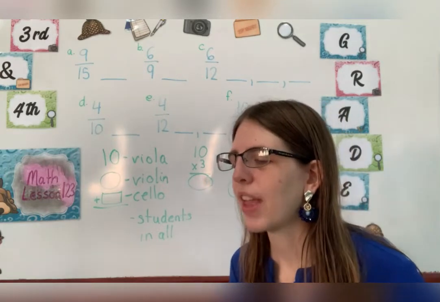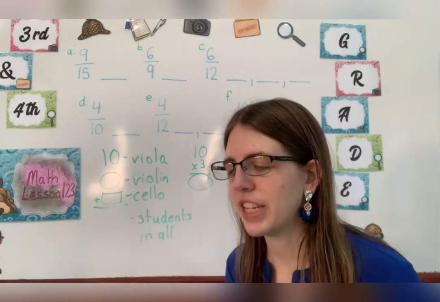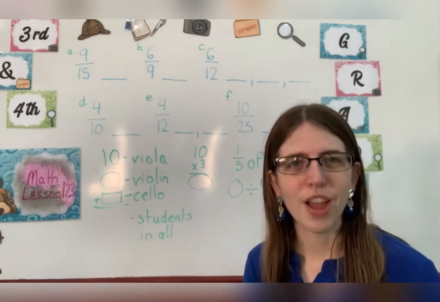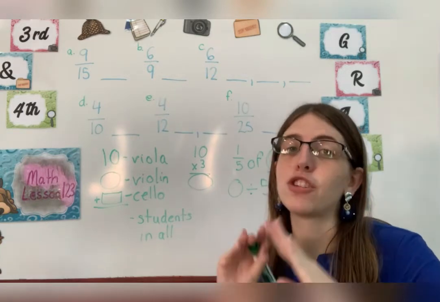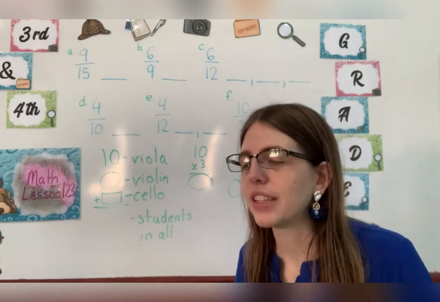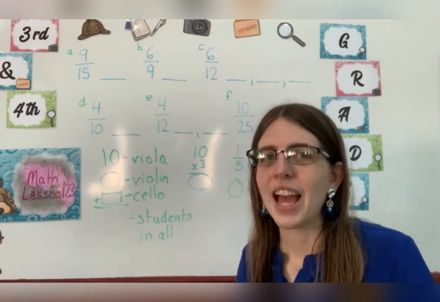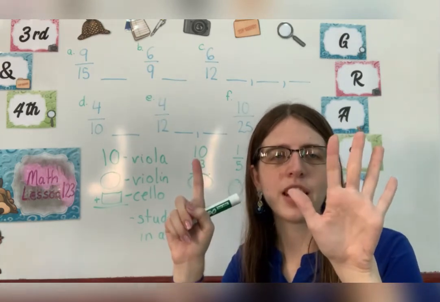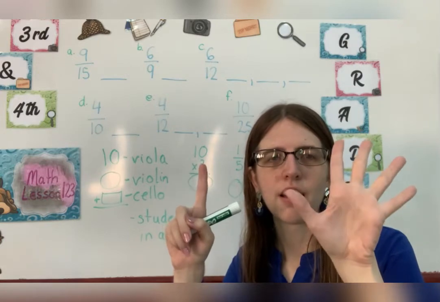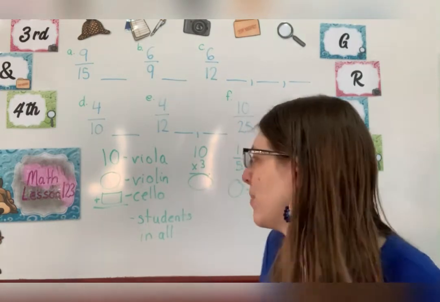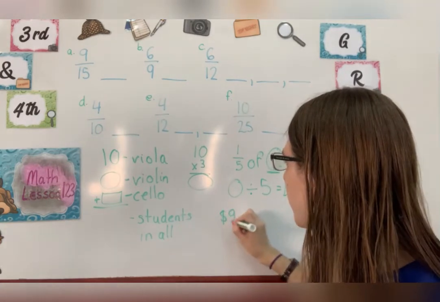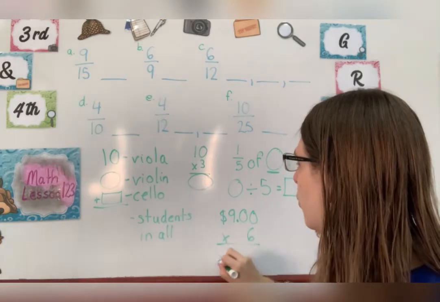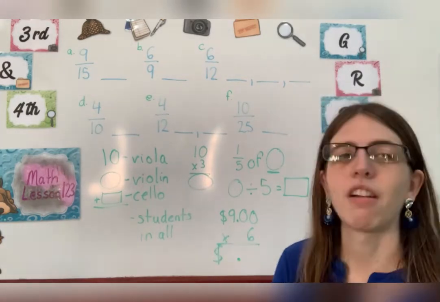Let's look at letter B. How much would 6 yards of material cost if the price is $9 per yard? Okay, so I want to know what's going to be the total cost. She's buying 6 yards of material. Each one of those 6 yards is $9. So it's $9, $9, $9, $9, $9, $9. Grand total of 6 times $9. So in your workspace, you'll multiply $9 times 6. Don't forget to leave your answer with a $ sign and decimal point.